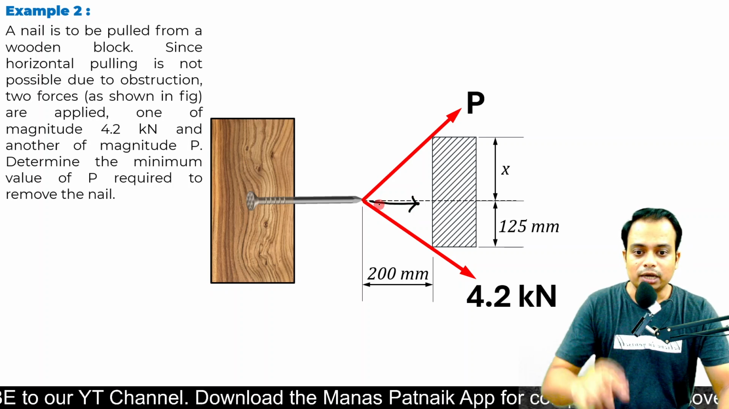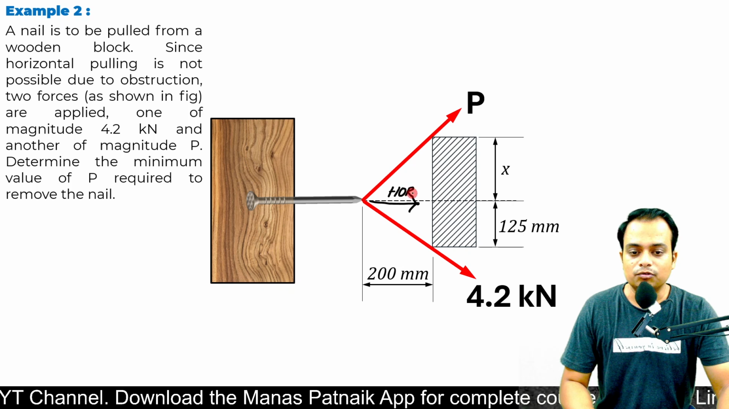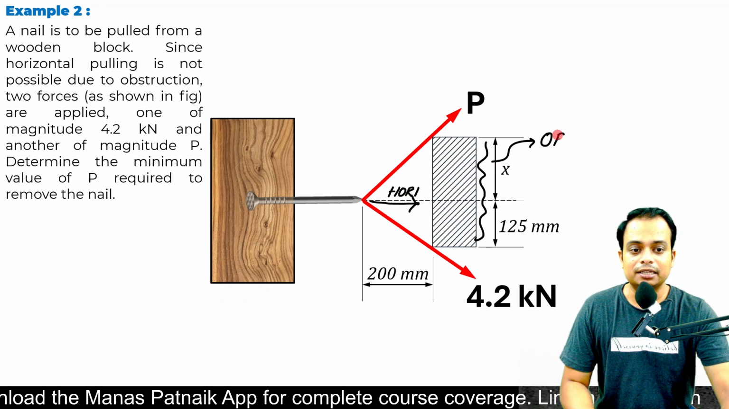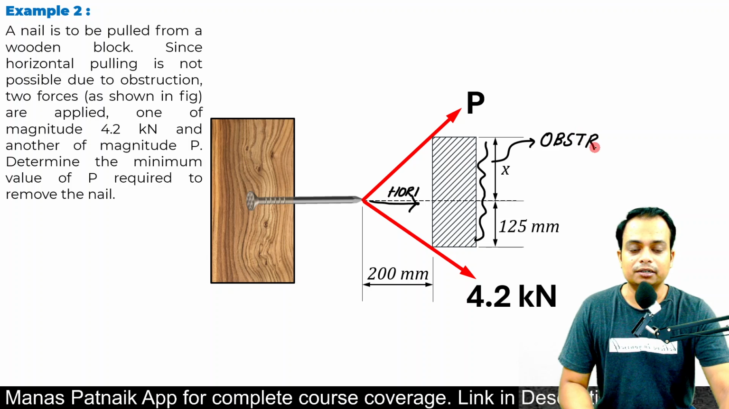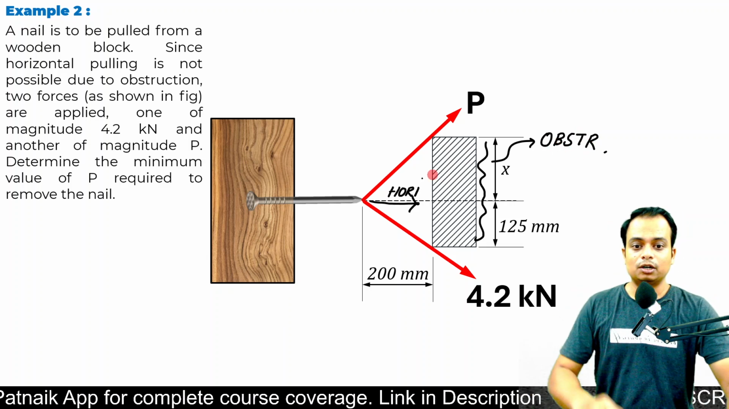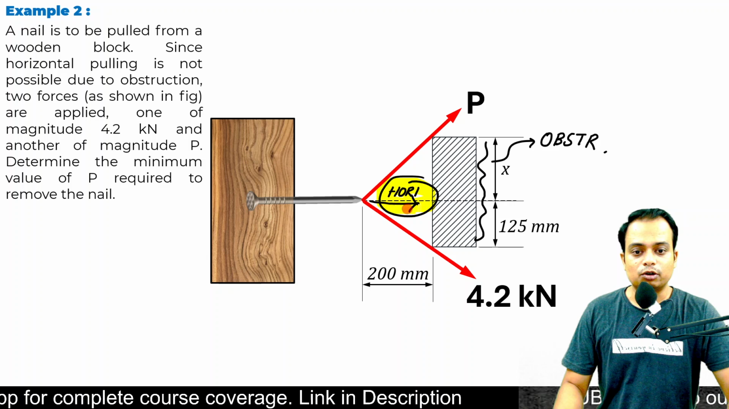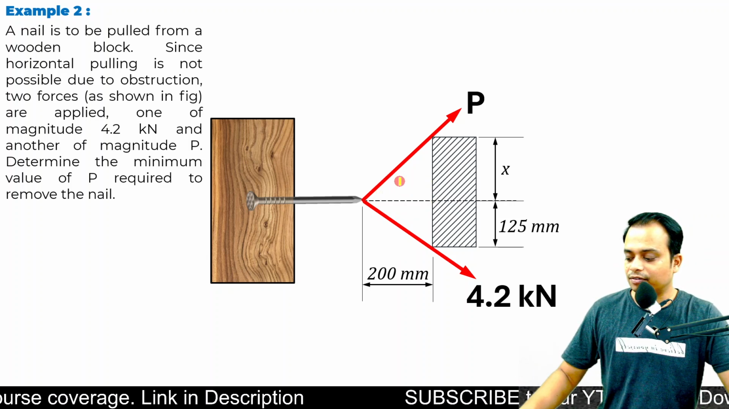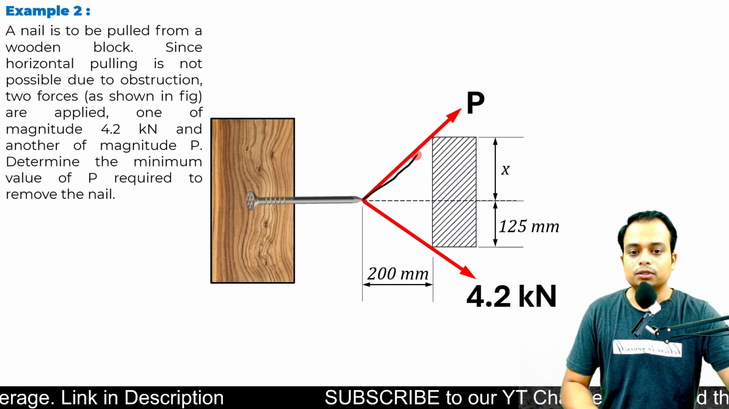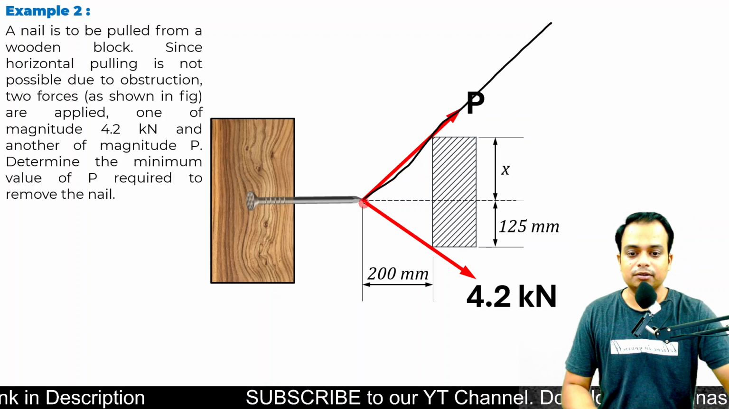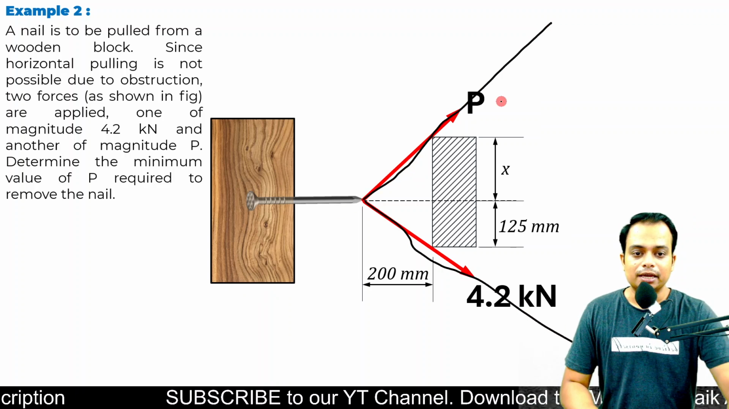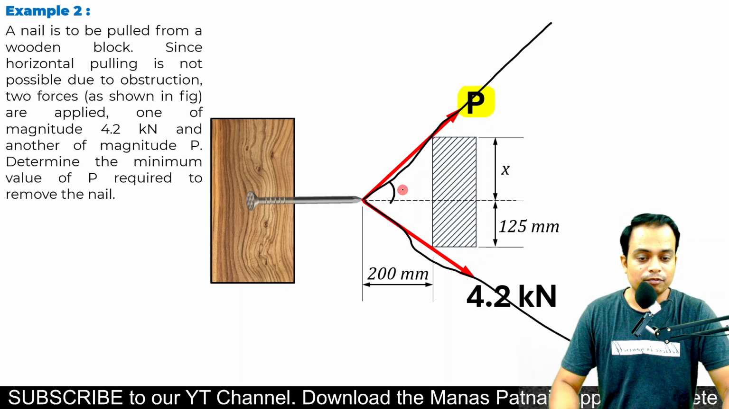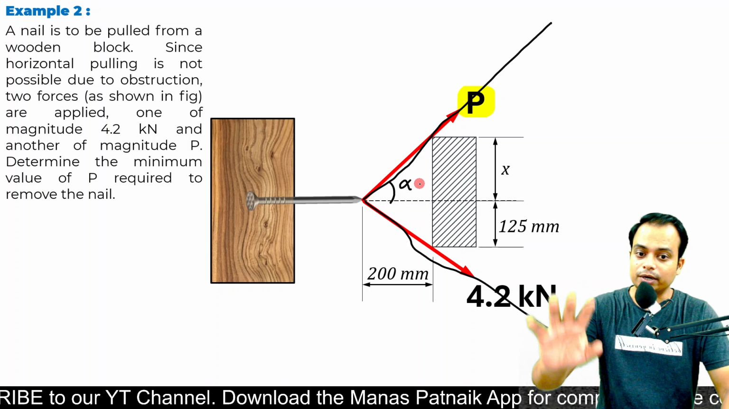To do that we need to apply a horizontal force. But as you can see, there is some object over here, some kind of obstruction which prevents us from applying this horizontal force. So what we've done is arrange two ropes, one along this direction while the other along this direction. In this direction we have applied some force P. At what angle, we are not sure about it. We'll work it out, don't worry.